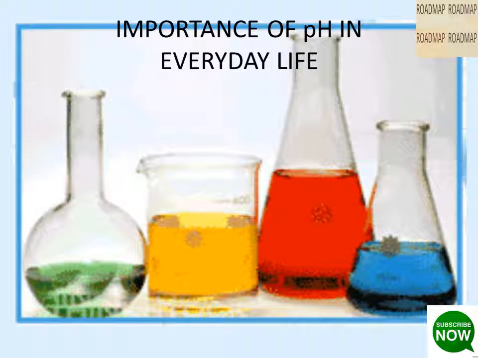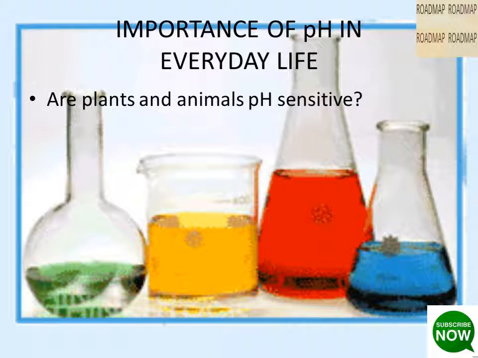Now coming to the importance of pH in our everyday life. Our body works within the pH range of 7 to 7.8. Living organisms can survive only in a narrow range of pH change. When the pH of rainwater is less than 5.6, it is called acid rain. And when the acid rain flows into the rivers, it lowers the pH of the river water. So the survival of aquatic life in such rivers becomes difficult.